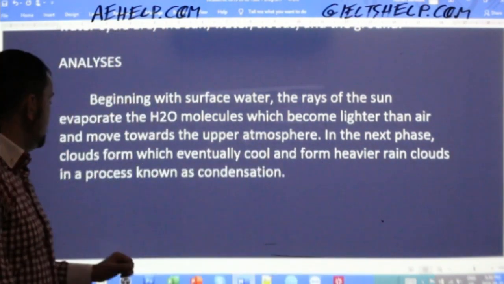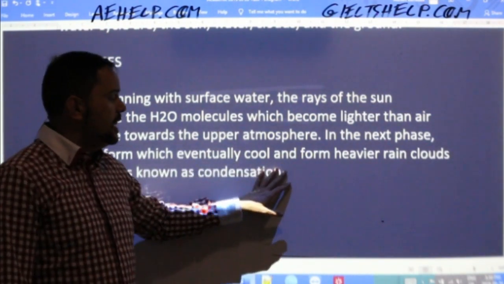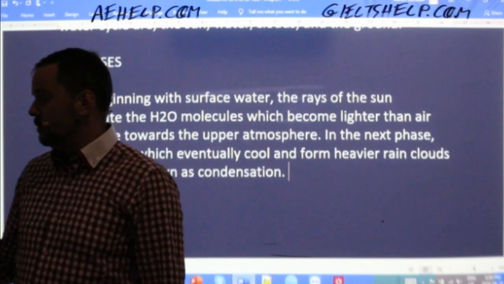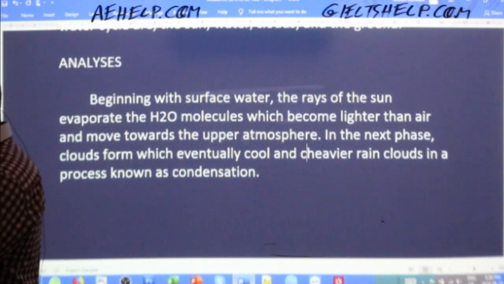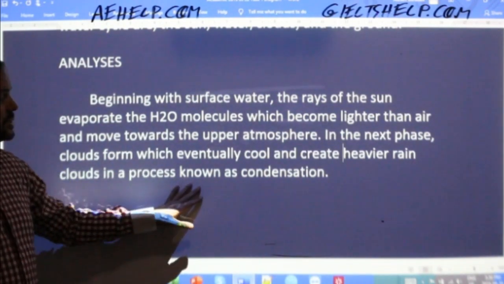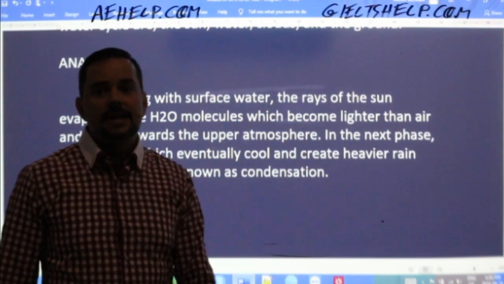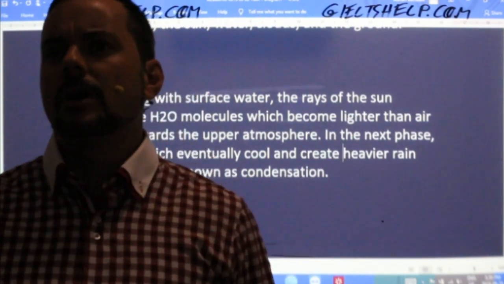In the next phase, clouds form, which eventually cool and create heavier rain clouds in a process known as condensation. I don't want to repeat words, so I want to avoid repetition. Okay. All right.